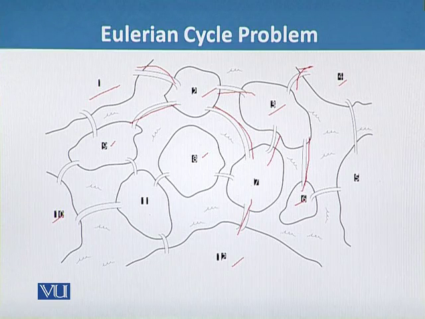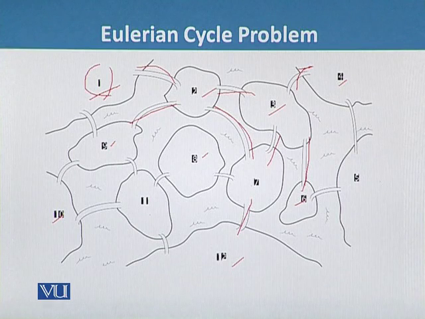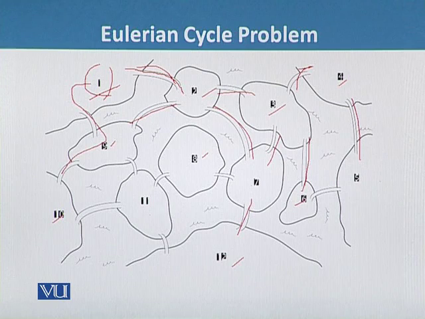Now the target is to define the Eulerian cycle problem, in which a tourist starts from island number 1, visits every bridge exactly once, and then ends up at island number 1 again. That is the starting point.